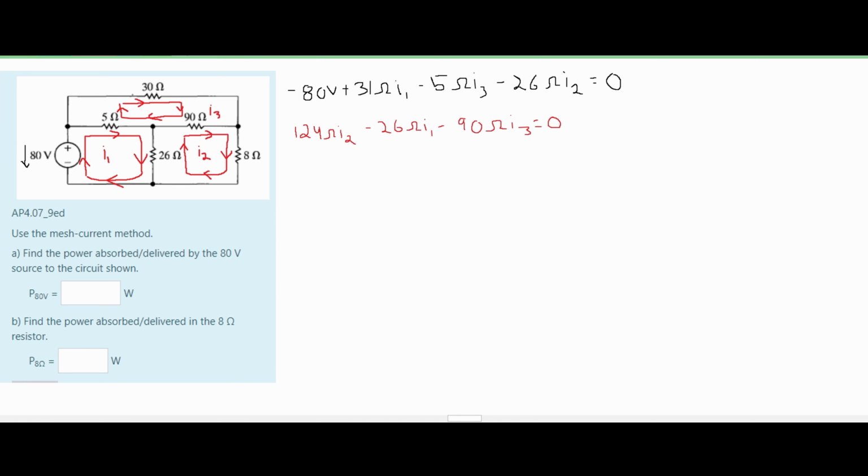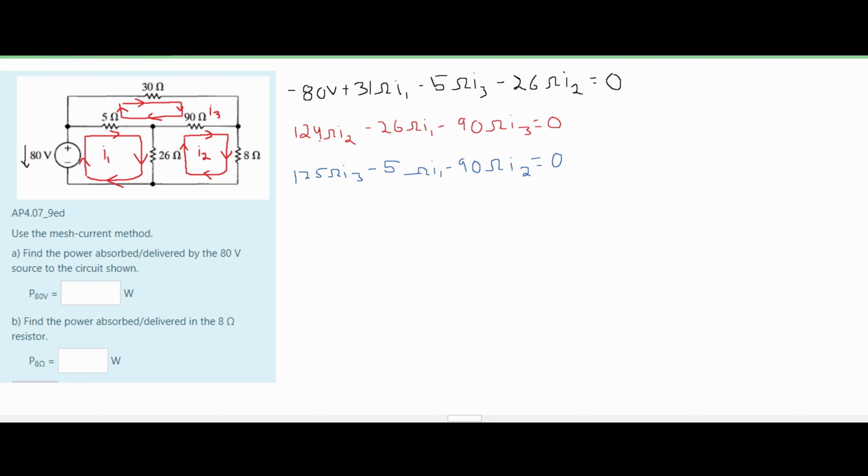Now we're going to look at our I3. So we have all these resistors, and we're going to add them together. We're going to get 125 ohms. This is for our I3. We know that our 5 ohm resistor and our 90 ohm resistor are right next to our I3 and our I2 and I1, and these are in opposite directions, so we're going to have to subtract these again. And now we get these equations.